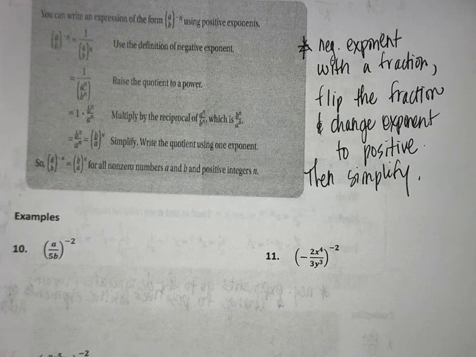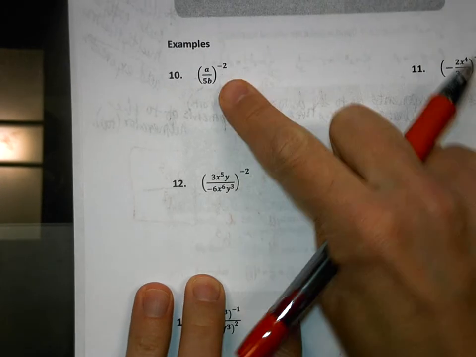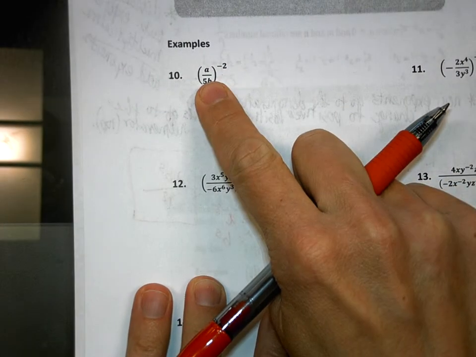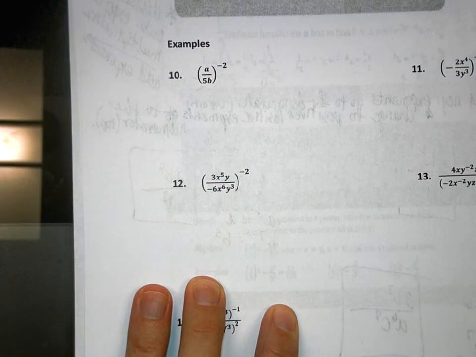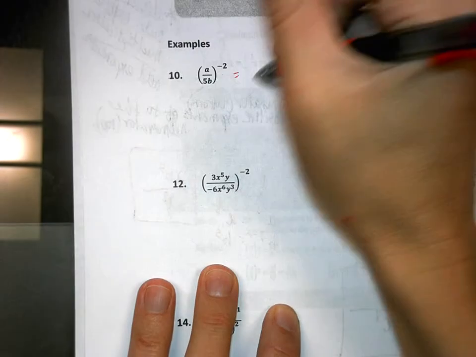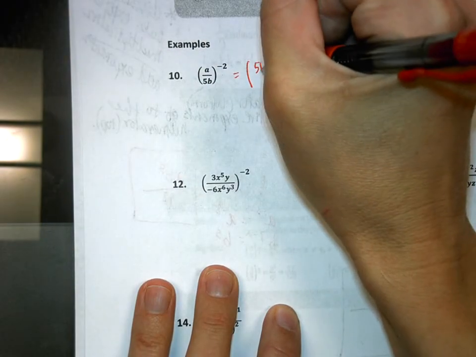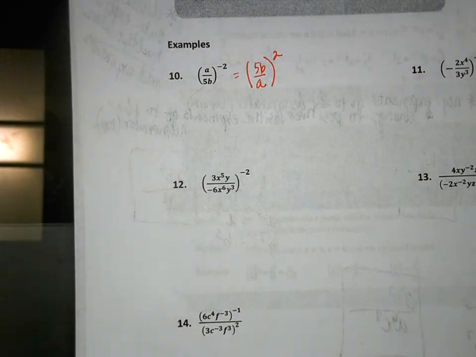So, starting here with example 10. Okay, because of this negative exponent, if you ended up putting the negative to both of these things, you'd end up having to change sides anyways. And so the easier thing to do is to flip your fraction. So we're going to write this as 5b over a. And then when you flip it, you're able to then make that a positive 2 exponent.